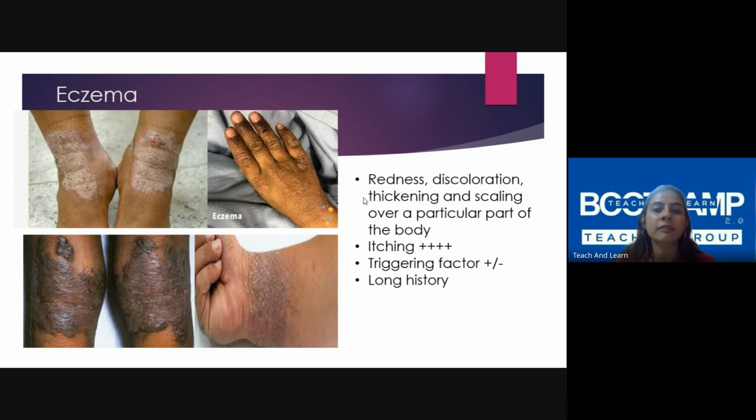The triggering factor: if it is only on the top right corner, you can see it's only on hands. So ask them, recently, when did it start? Three months ago. Three months ago, did anything change? Did you start using a new detergent? Are you a teacher? Are you using chalk? Did you change anything? You have to ask these questions to understand if there is any triggering factor. And the history is a long history because these lesions won't happen overnight. It will take some time for these lesions to come up.